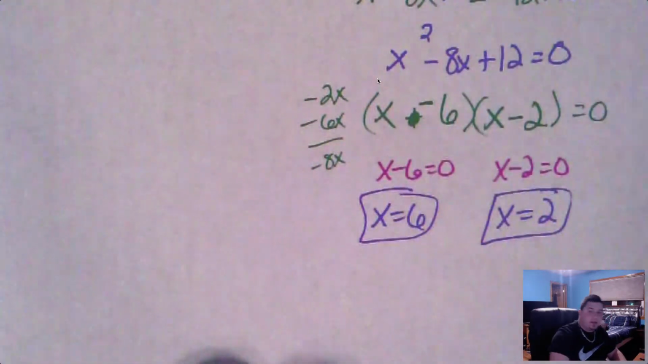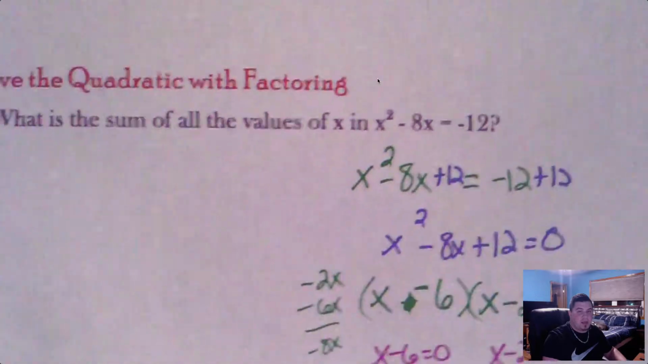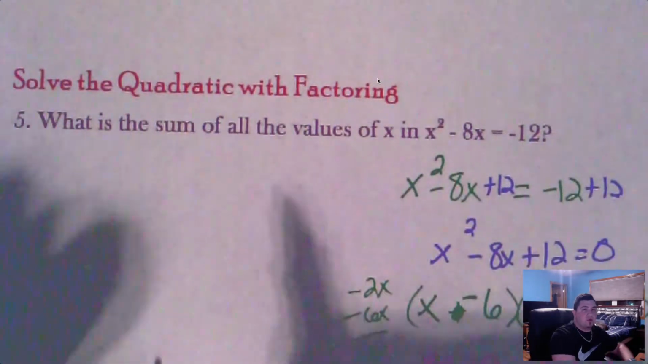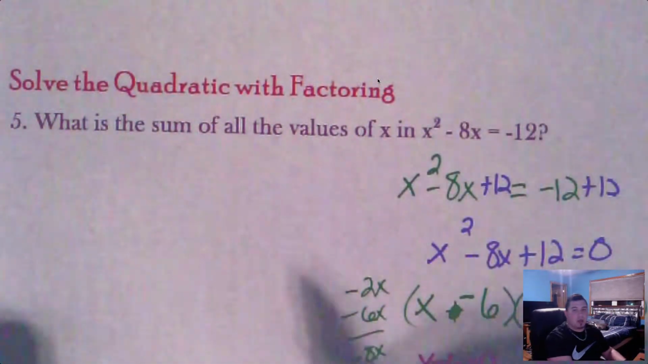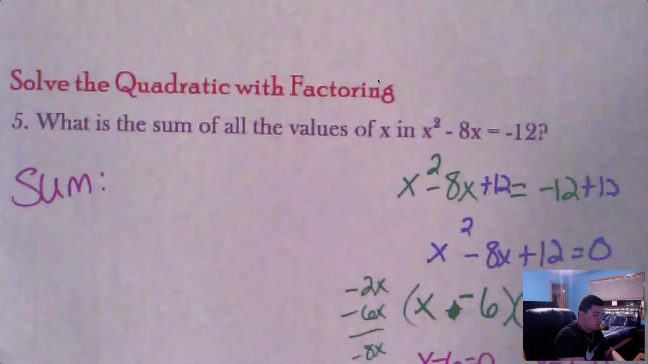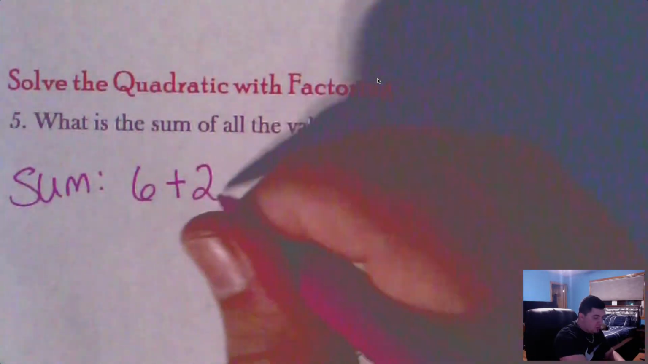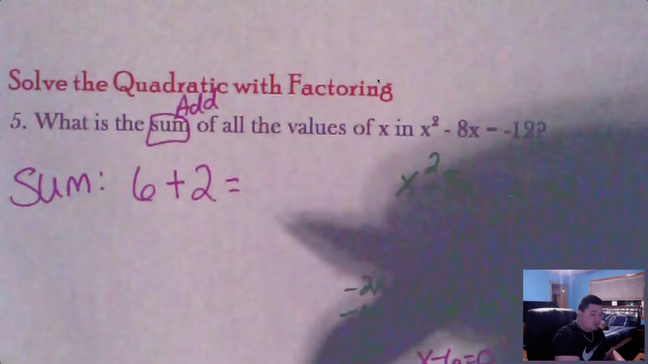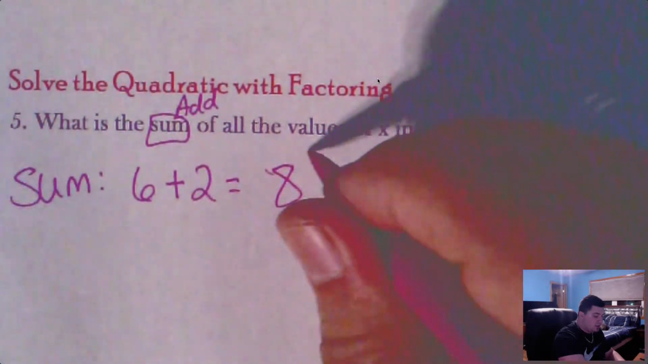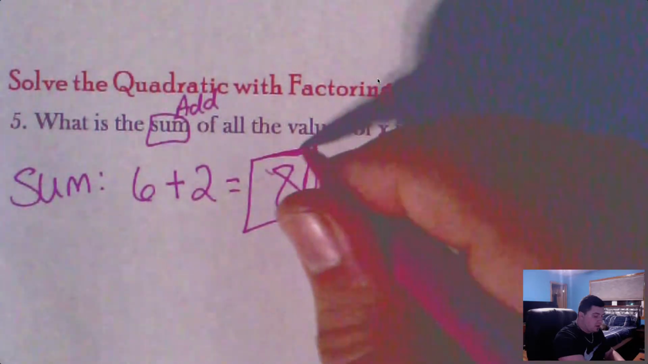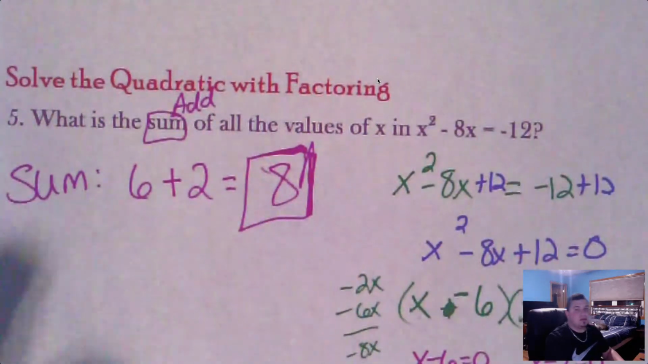Now, that's where we normally stop. However, if we go back and do that last step, what is the question asking for? The sum of all the values of x. So the sum, we have 6, and we have x is 2. Sum means to add. 6 plus 2 is 8. So my final answer is 8.